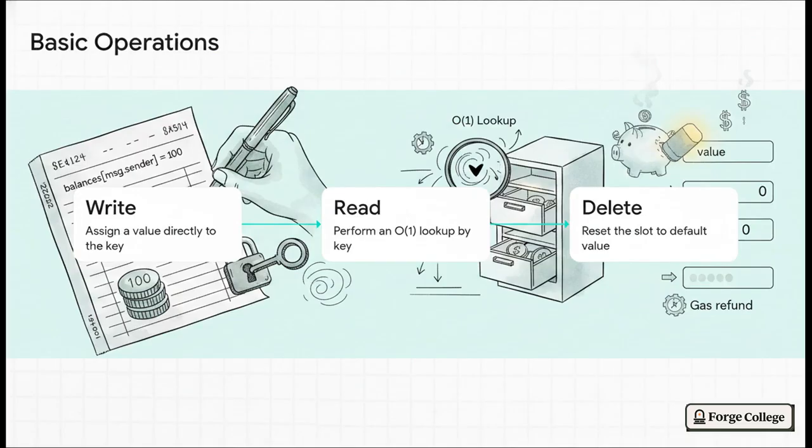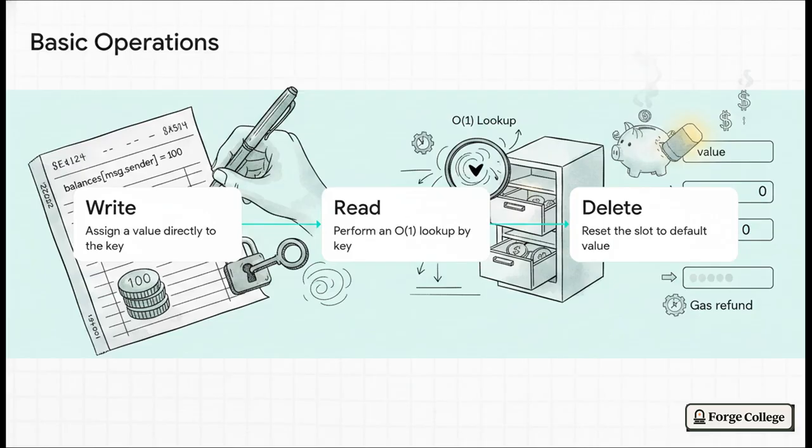Operating a mapping really just boils down to 3 steps. Step 1 is the write. You just assign a value directly to the key. Simple as that. Step 2 is the read. You simply query the key. And because of how the EVM hashes the key to find the storage slot, this is an O of 1 lookup. That means it takes the exact same amount of gas to look up a user, whether your contract has 10 users or 10 million users. It is literally incredibly fast.